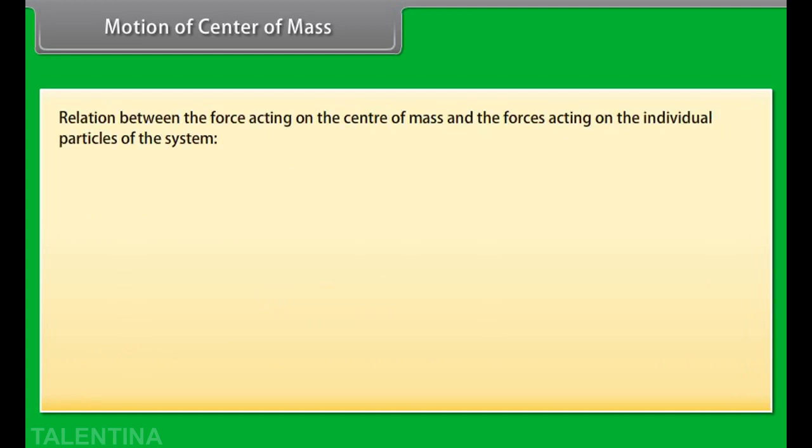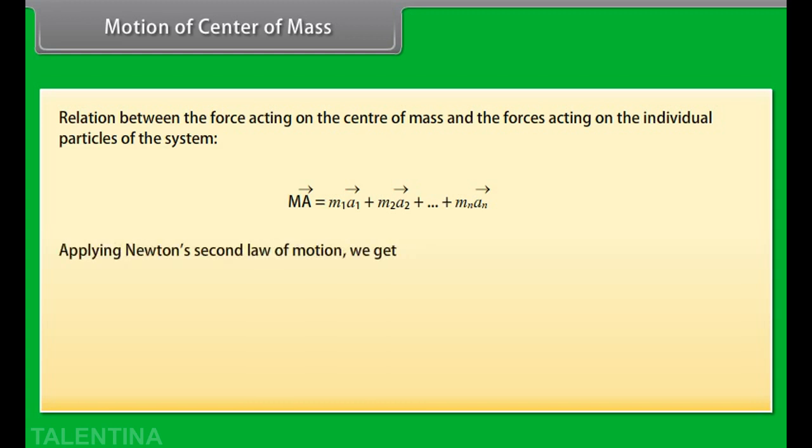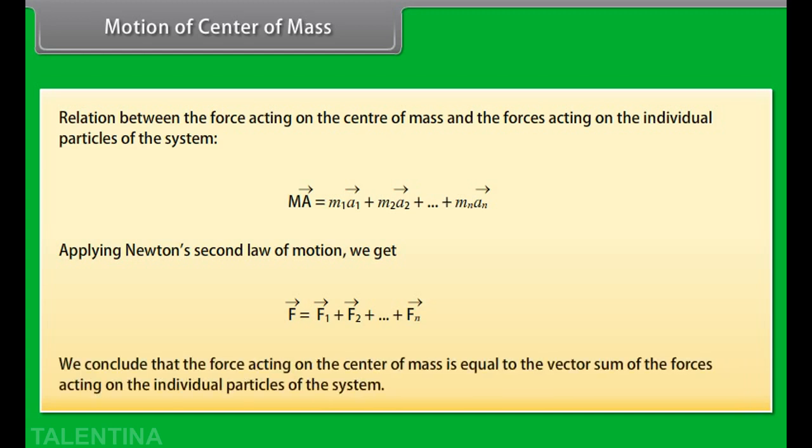Relation between the force acting on the center of mass and the forces acting on the individual particles of the system. m a vector is equal to m1 a1 vector plus m2 a2 vector plus so on till mn an vector. By applying Newton's second law of motion in the above equation, we get F vector is equal to F1 vector plus F2 vector plus so on till Fn vector. We conclude that the force acting on the center of mass is equal to the vector sum of the forces acting on the individual particles of the system.